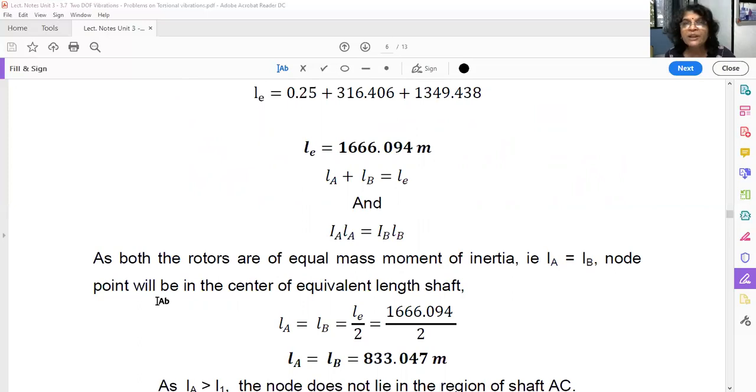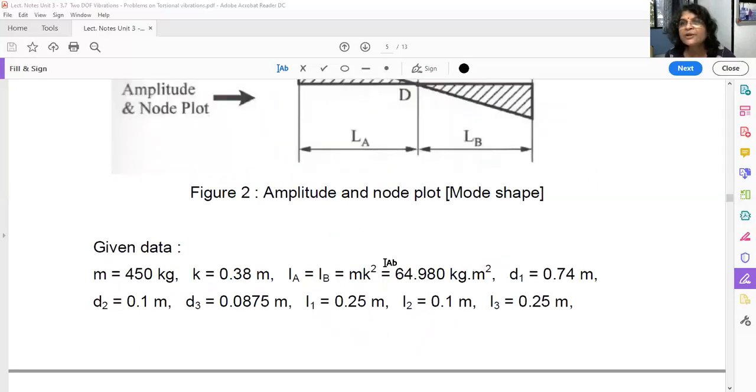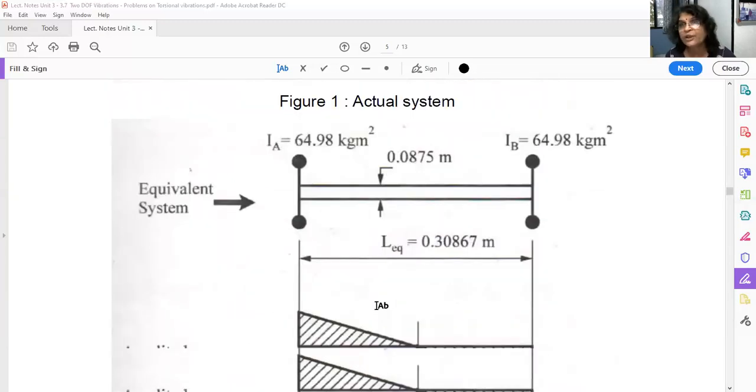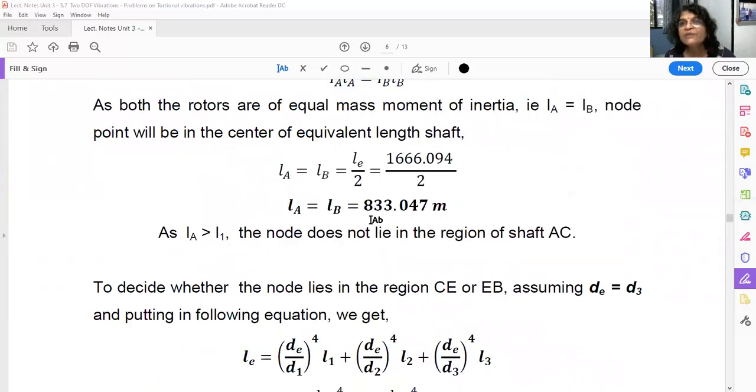Therefore, the node point will be lying in the center of the equivalent length shaft. That means LA is equal to LB here, because these two rotors have the same mass moment of inertia. So LA is equal to LB. We are getting 1666.094 divided by 2, that is 833.047 meter.